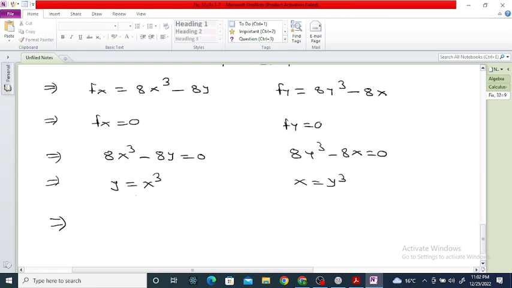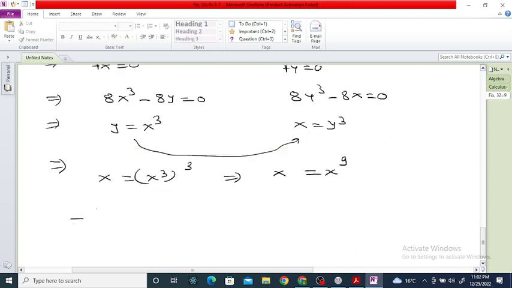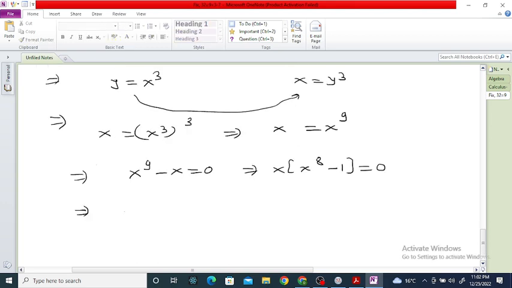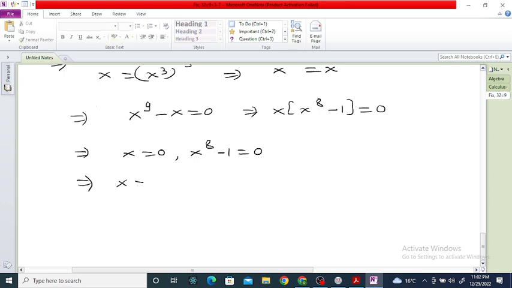If we substitute y equal to x cube here, we get x equal to x cube raised to 3. So x is equal to x raised to 9. This implies x raised to 9 minus x is equal to 0, so x into x raised to 8 minus 1 is equal to 0. So x is equal to 0 and x raised to 8 minus 1 is equal to 0. So x raised to 8 is equal to 1. This implies x is equal to 0, x is equal to 1, and x is equal to minus 1.